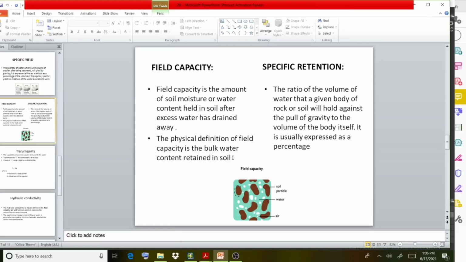Then the specific retention, it is a ratio. Don't get confused with these two terms, field capacity and specific retention. In the case of specific retention, it is a ratio of the volume of water that a given body of rock or soil will hold against the pull of gravity. So it is a ratio between the volume of water it will hold to the total volume of the body. Mathematically you can express that as the volume of water to the total volume of the body, and it can be expressed in terms of percentage. And here you can observe some more clarity regarding the water, soil particles, and air, so that you can get clarity regarding field capacity and specific retention.